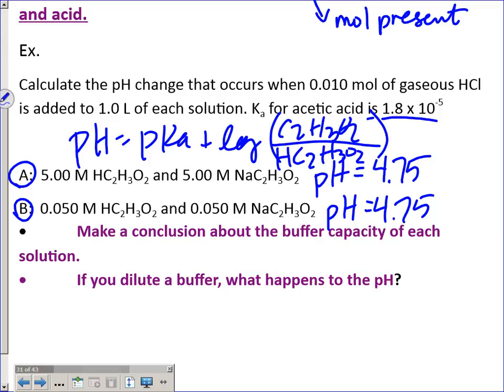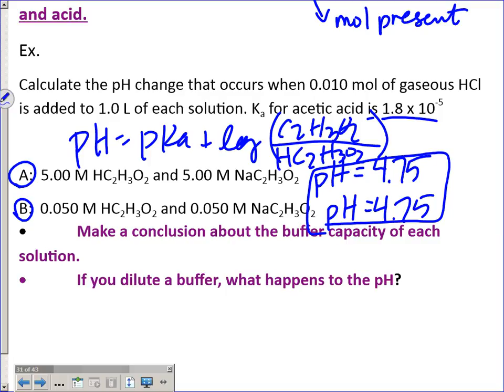Our ratio here is what? 1. It doesn't matter if I have 0.00005 molar, 5 molar, or 5,000 molar. As long as I have them in equal quantities, the ratio is 1. So the pH better be the same, because I've got the same conditions here. The only thing that's different is the amount of moles. Therefore, what's different about my buffer? How long it lasts when I add strong acid or base, and we call that the capacity.